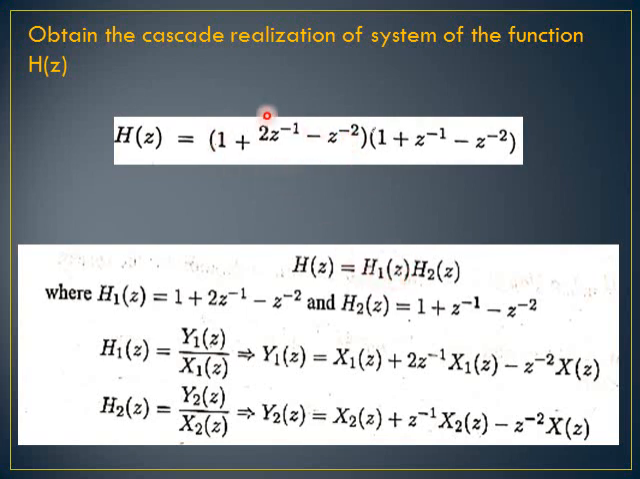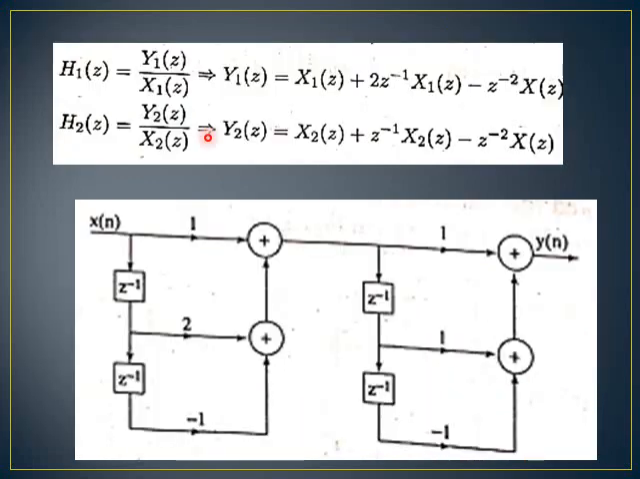Here, H of z is written as H1 of z into H2 of z. So your H1 of z is 1 plus 2z raised to minus 1 minus z raised to minus 2, and H2 of z is 1 plus z raised to minus 1 minus z raised to minus 2. Again H1 of z is y1 by x1, H2 is y2 by x2. Cross multiply and you will get this equation. Now take the inverse z transform of this equation. If you take the inverse z transform of the equation, we have two delays.